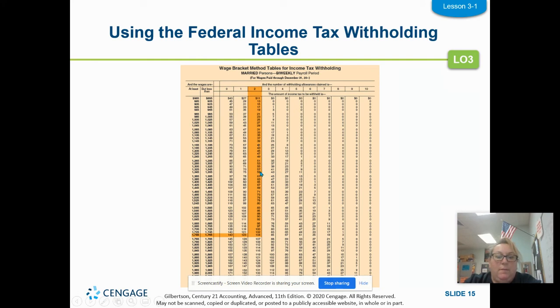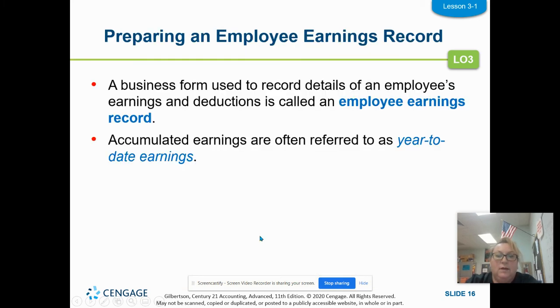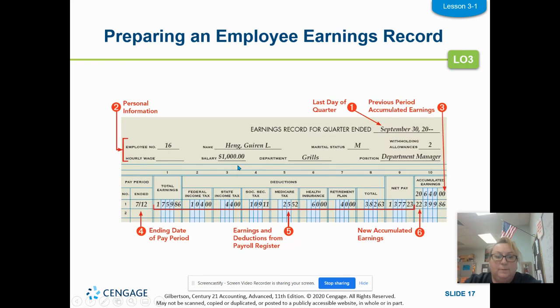This one, they showed you a married person, and it looks like married with 2 allowances, somewhere between there, they were going to have to pay $104. And so we want to make sure that the employee record reflects the employee earnings. And then, of course, each employee has their own year-to-date earnings. So here's their earnings record.